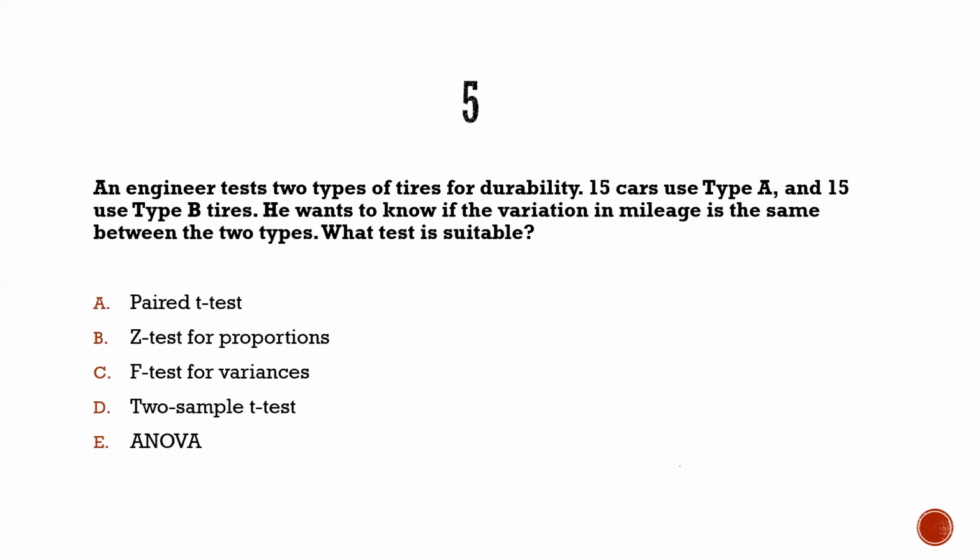MCQ 5. An engineer tests two types of tires for durability. 15 cars use type A and 15 cars use type B tires. He wants to know if the variation in mileage is the same in the two types. What test is suitable? A, paired t-test, B, Z test for proportion, C, F test for variance, D, two sample t-test, E, ANOVA.